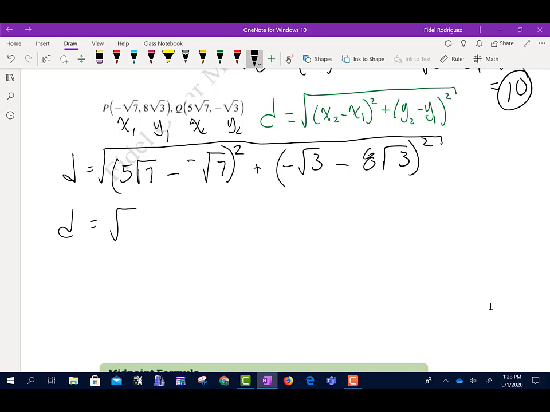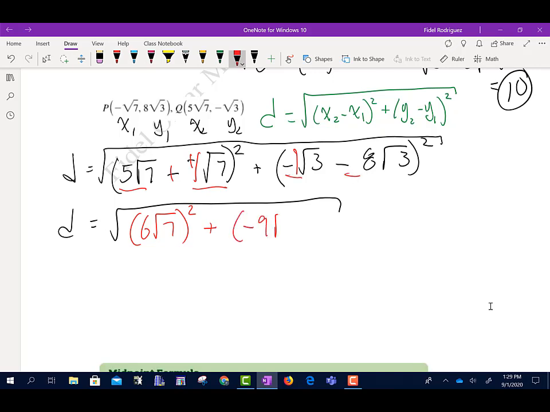Remember, minus and minus become plus. If you don't remember, the number in front here, guys, is a 1. These are like terms. It's like 5x plus 1x would give me 6x, right? So 5 square root of 7 plus another square root of 7 would give me 6 square root of 7. That's still being squared. Remember, the number here is a negative 1. So minus 1 minus 8 is a minus 9 square root of 3, squared.